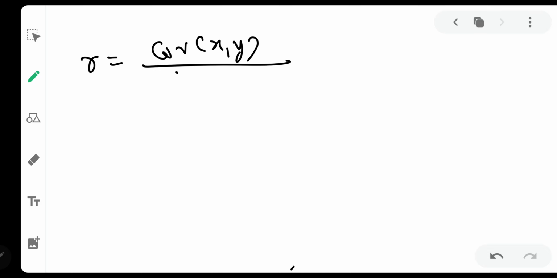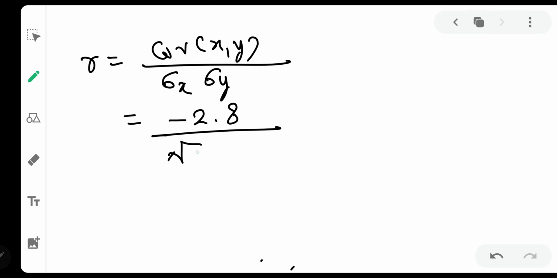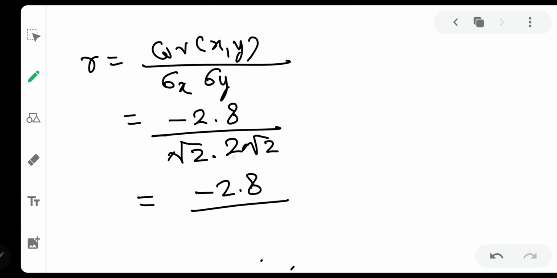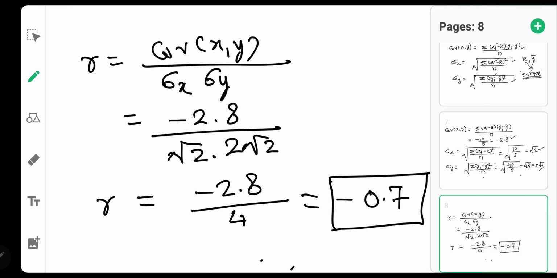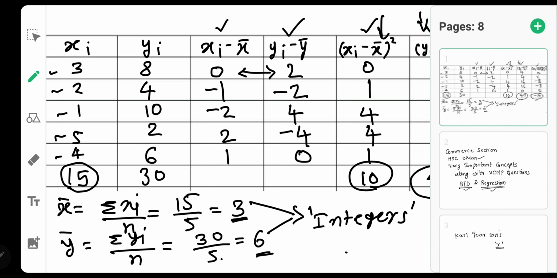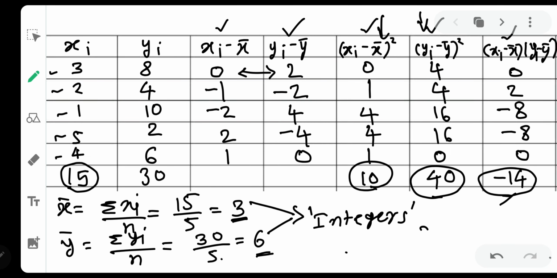Let us calculate the correlation coefficient r, which is covariance of x comma y upon standard deviation of x into standard deviation of y. Covariance of xy was minus 2.8, deviation of x was root 2 and deviation of y was 2 root 2. So ultimately it is minus 2.8 upon 2 root 2 into root 2 is 4. So you will get r as minus 0.7. So by using minimal calculations, we have calculated the correlation coefficient for this question, which is minus 0.7.